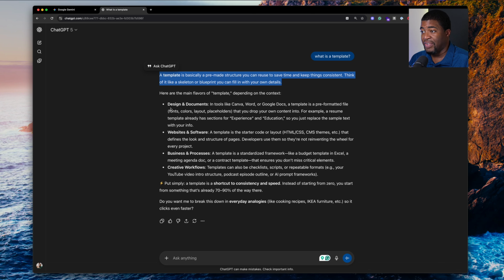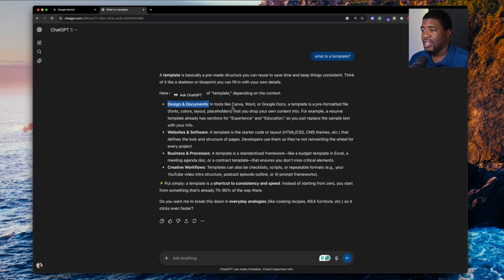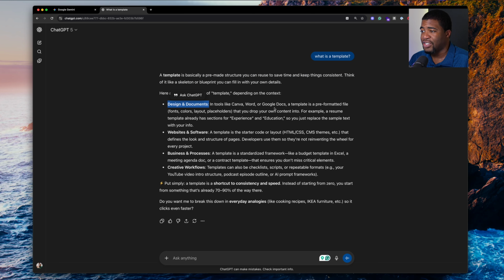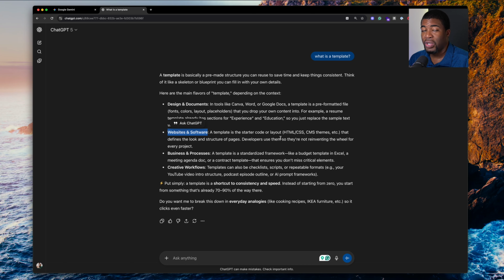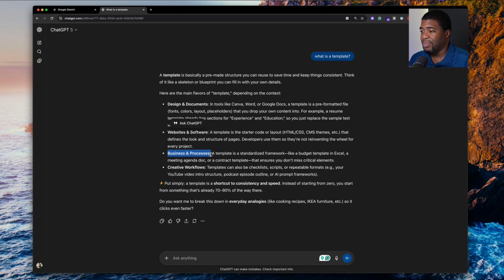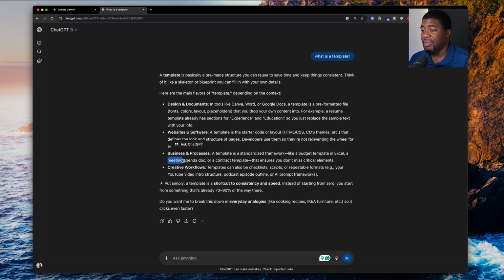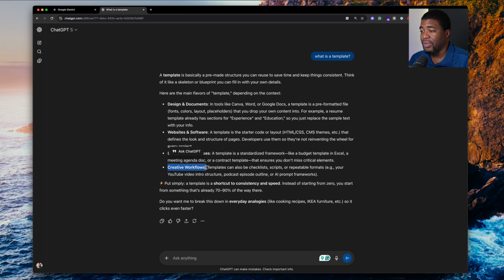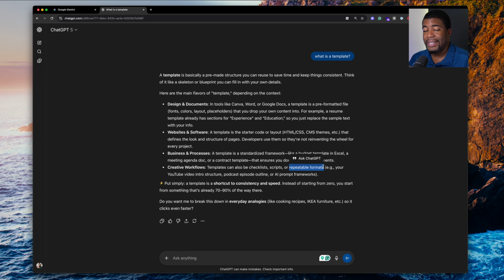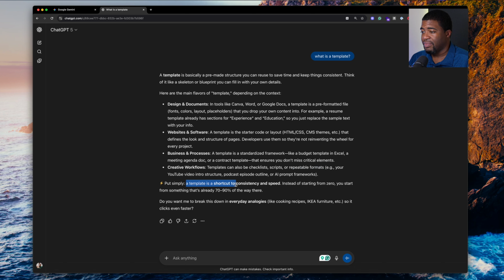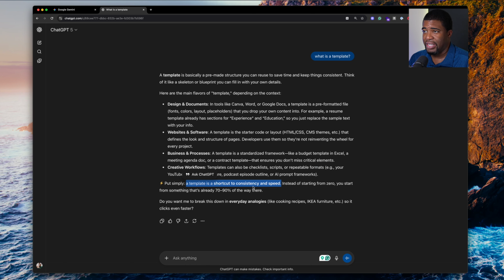So examples of a template, right? Depending on your context, we have design and documents. So tools like Canva, Word, or Google Docs are templates. We have websites and software, right? Starter code or layouts. We have businesses and processes, standardized frameworks like budgets in Excel, some type of meeting agenda doc. And then we have creative workflows, checklists, scripts, repeatable formats. At the end of the day, a template is a shortcut to consistency and speed.